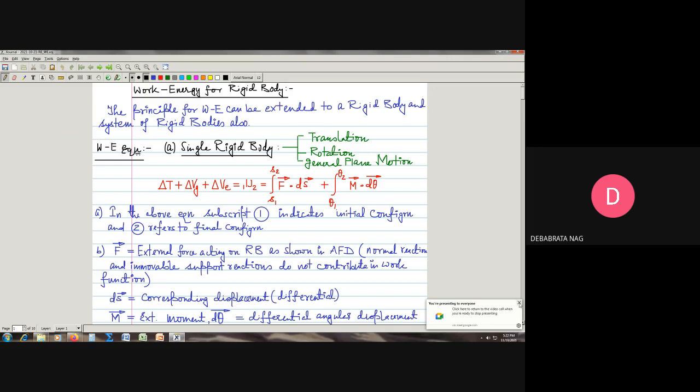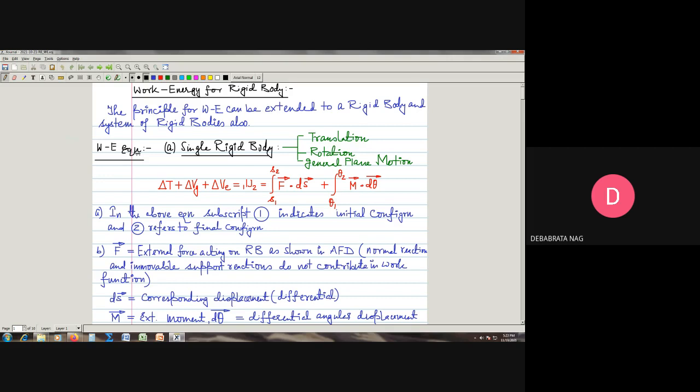We have already studied the basic principle of the work energy equation in connection with particles, and then we extended that concept from a single particle to a system of particles also. And now today we will be extending our concept of the principle of work and energy to a rigid body and a system of rigid bodies as well.